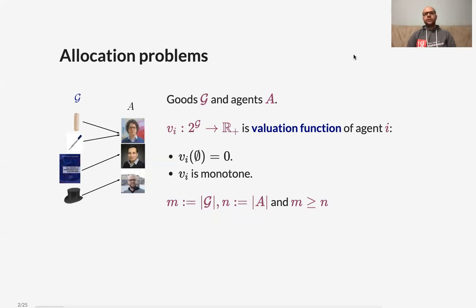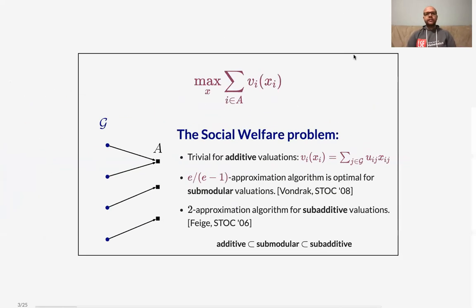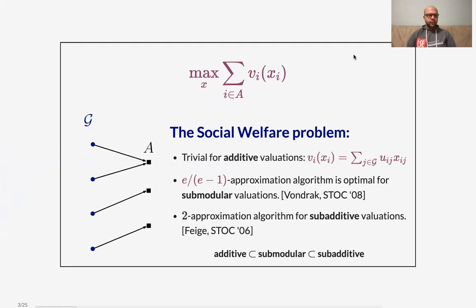So if you are faced with such a problem to allocate goods to agents, the first thing that you might try to do is to allocate goods to the agents in order to optimize the overall efficiency of these allocations. And this leads you to the social welfare problem. So here, our goal is to allocate these indivisible goods to the agents in order to maximize the sum of all valuations. And obviously the hardness of this problem will depend on the evaluation functions that agents possess.